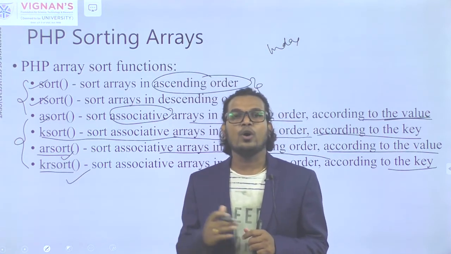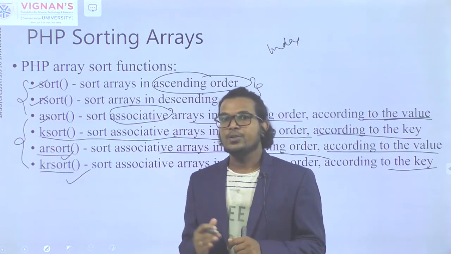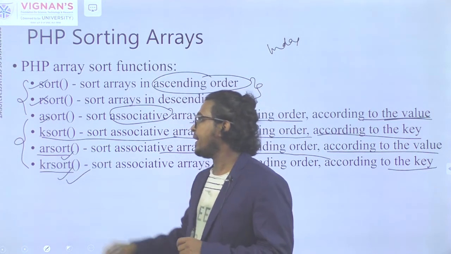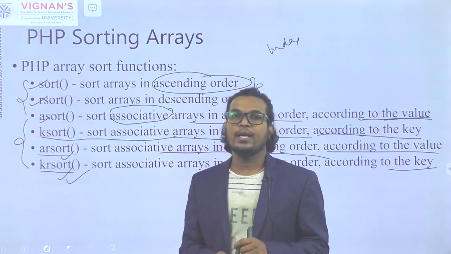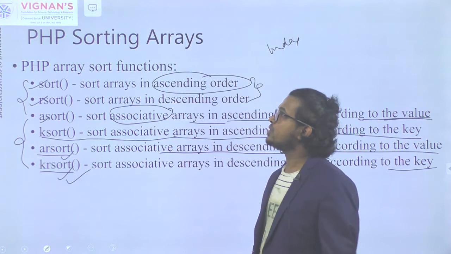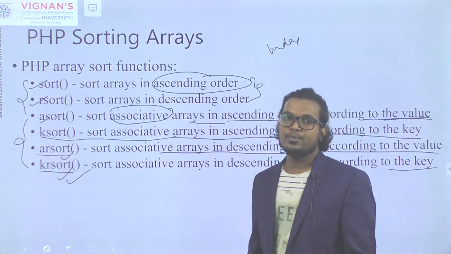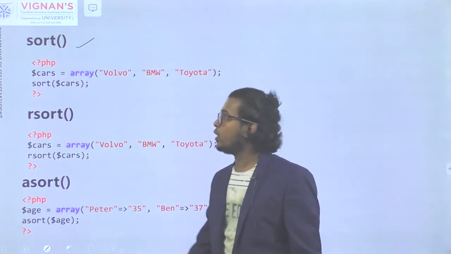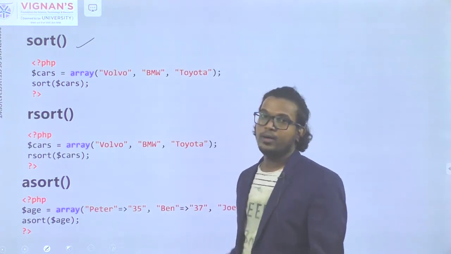If you want to print all values in descending order based on the key value, for that you have to use the krsort function. So these are the 6 different types of sortings available in PHP. Okay, so first one is the sort function we are using.